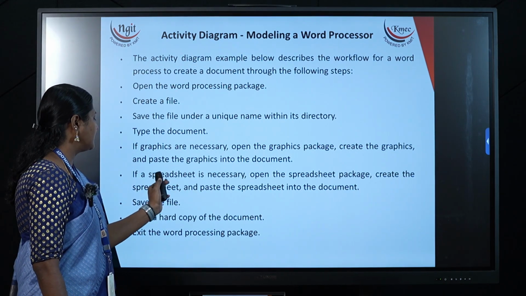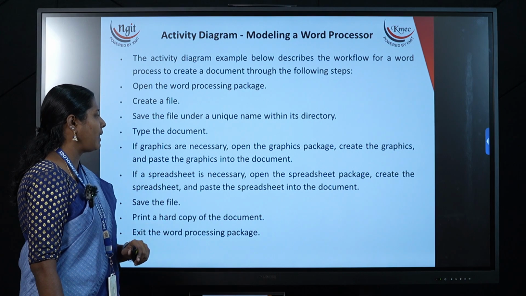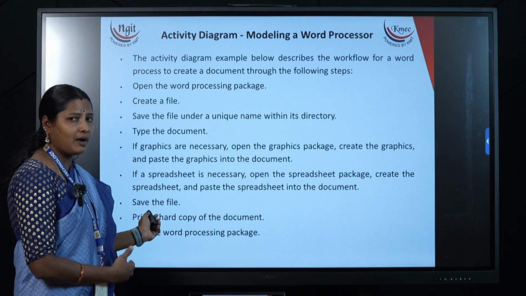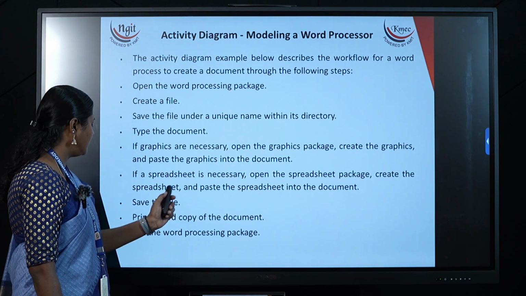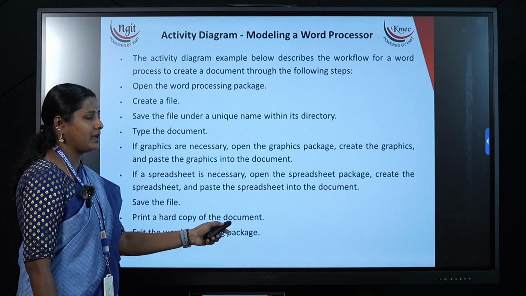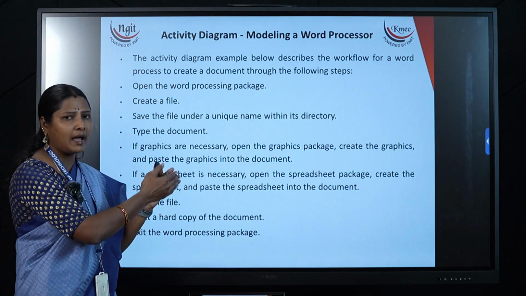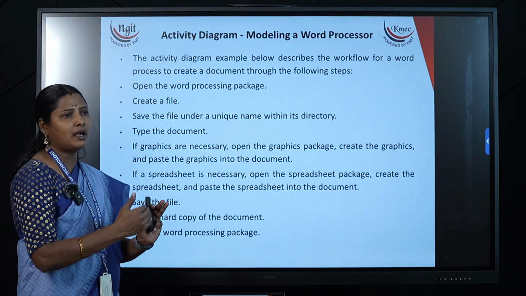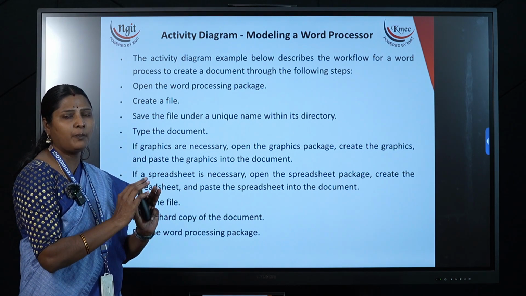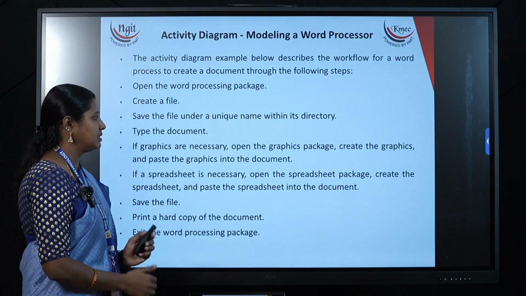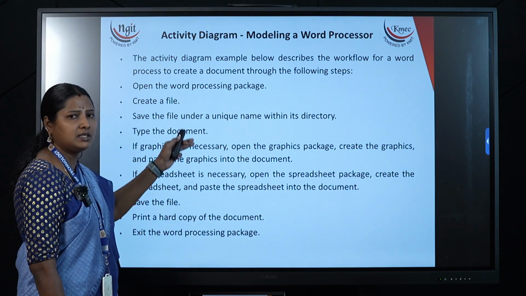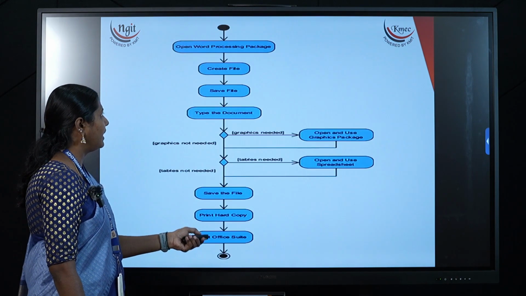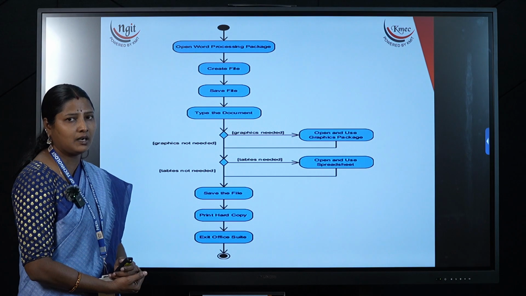The next one is, if a spreadsheet is necessary, open the spreadsheet package, create the spreadsheet and paste the spreadsheet into the document, save the file and then print a hard copy of the document, exit the word process package. All these are the steps or actions performed by a particular user whenever they perform any operation using a word processor. If you write an algorithm for this, these are the steps to be performed. And if you draw a diagram for this, we can see the activity diagram.